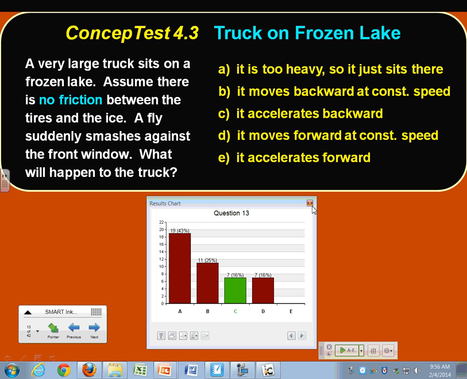hits the truck. Now, the other answer is not entirely correct because of that caveat that I said, in that instant that the fly hits it. What's going to happen after the fly hits it? It's not going to be C, it's going to be what? It's going to be B. So after the fly exerts its force onto the truck, that truck is going to move back at a constant speed. A really small speed, no doubt, right? But a speed nonetheless. All right, we'll have some more of these.